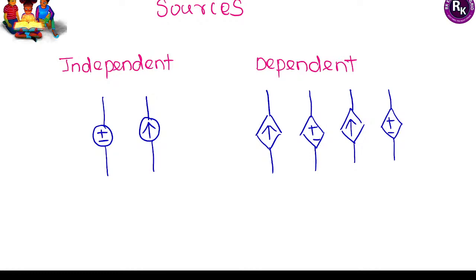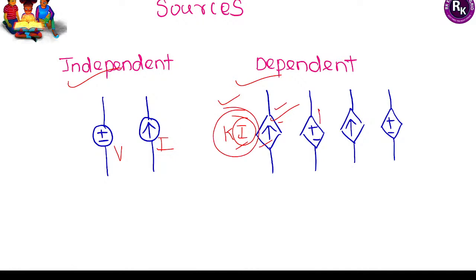Now, let us discuss the sources. When we are talking about sources, there are two types: independent source and dependent source. An independent source can be an independent voltage source or an independent current source. While talking about dependent sources, see, take a current source. This current source can be dependent on a current. We are controlling this current source with the help of a current. That is called a current controlled current source.